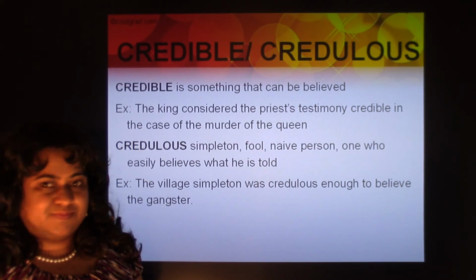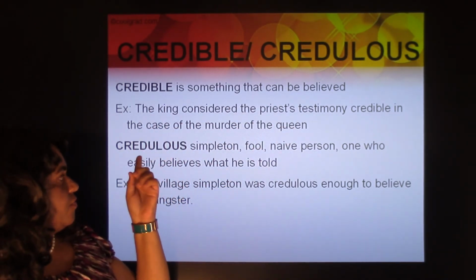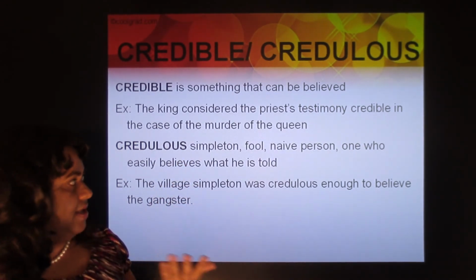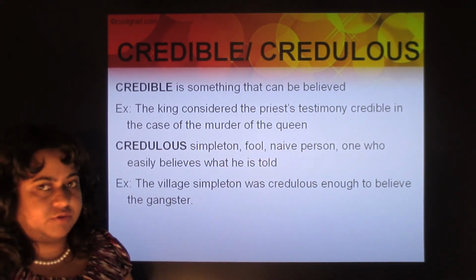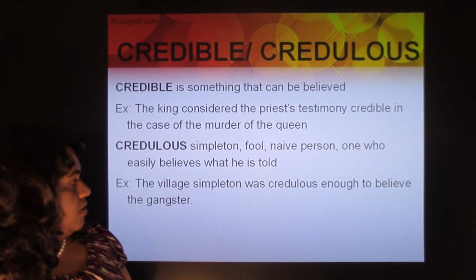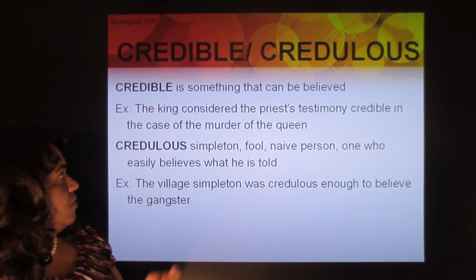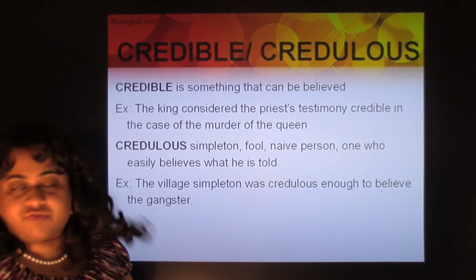Credible and credulous. So, credible is something that can be believed. Credulous refers, as an adjective, to a simpleton, a fool, a naive person, one who easily believes what he's told. So, credible: the king considered the priest's testimony credible in the case of the murder of the queen.